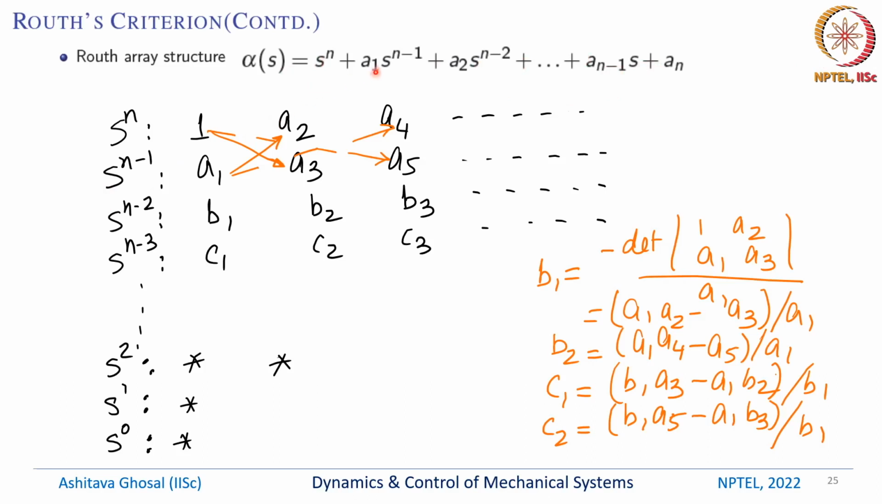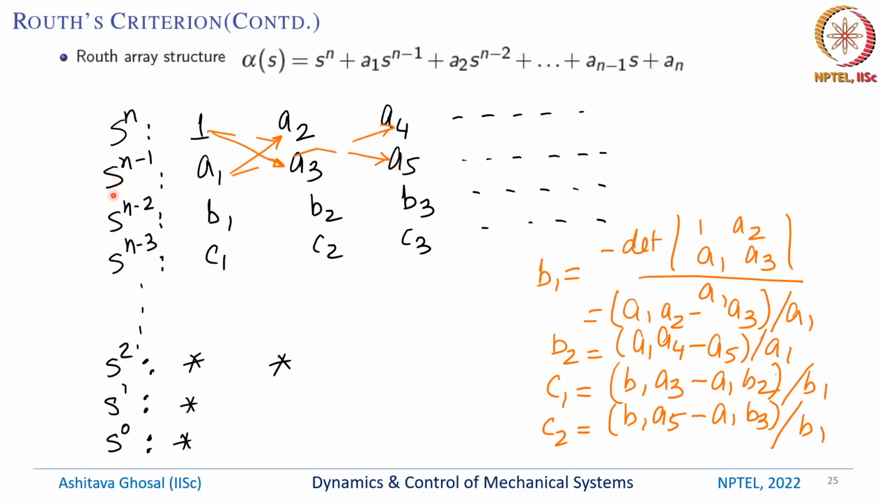The second row is the second term, fourth term, sixth term and so on. So we write the coefficient of a1, then a3, then a5 and so on.